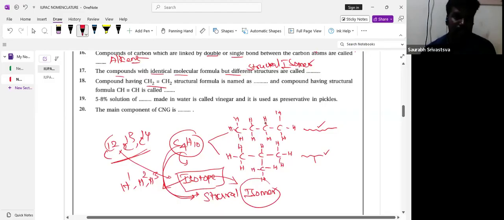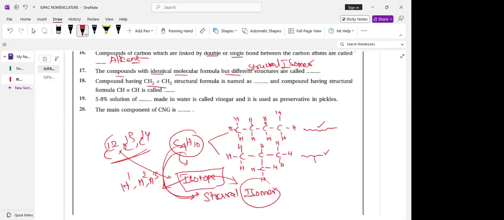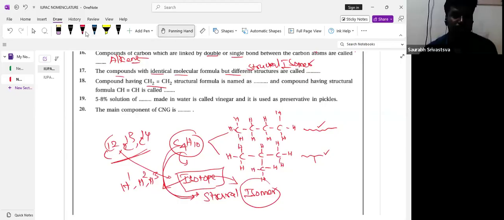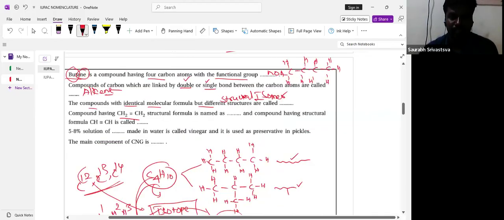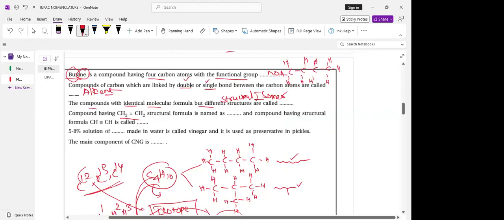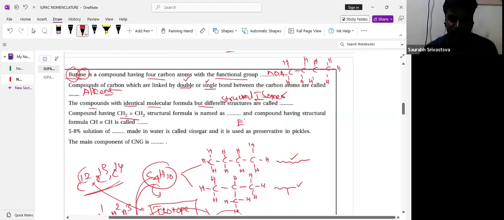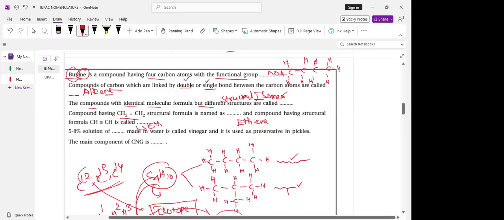Next, the compound having CH2 double bond CH2 structural formula, what is the name of the compound they are asking? What is the name, sir? Anyone? Two carbon means what? Eth. And next, double bond is there: ENE. Ethene. That's it. Next, here two carbons are there, eth. And what if triple bonds are there?